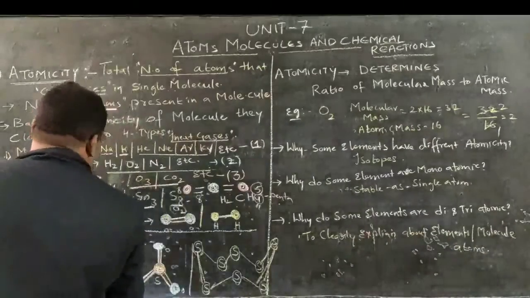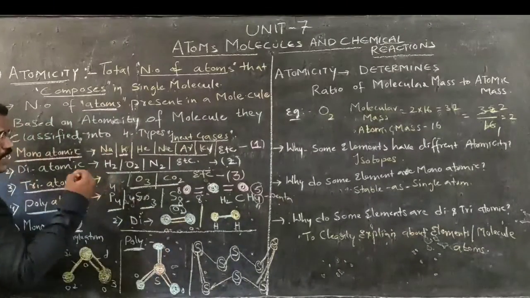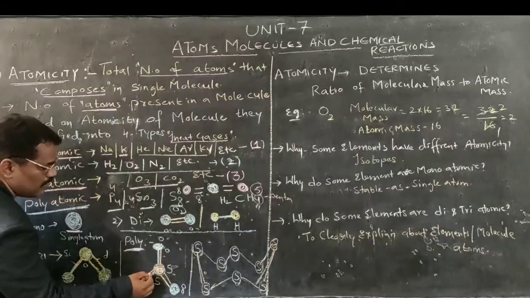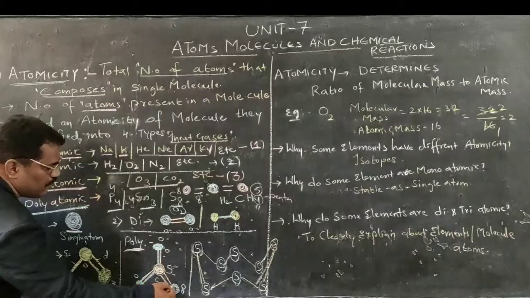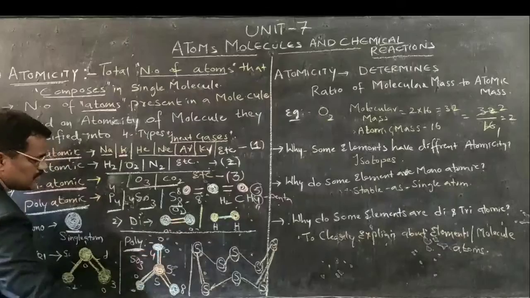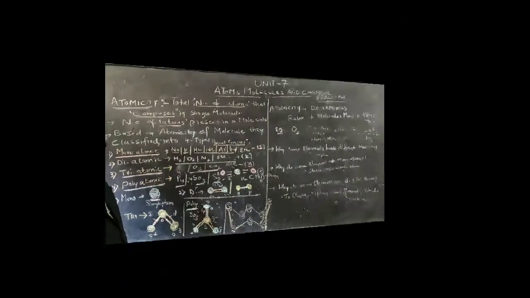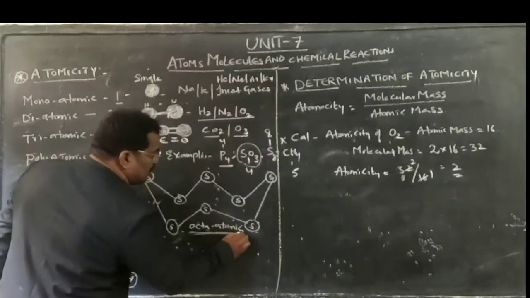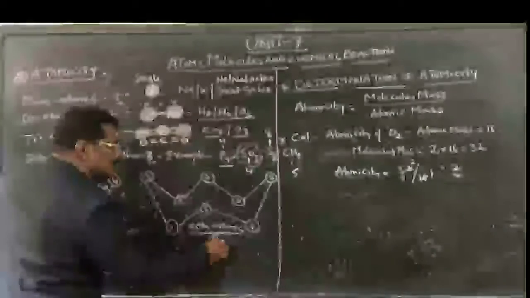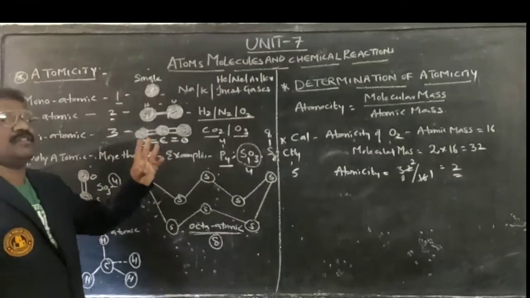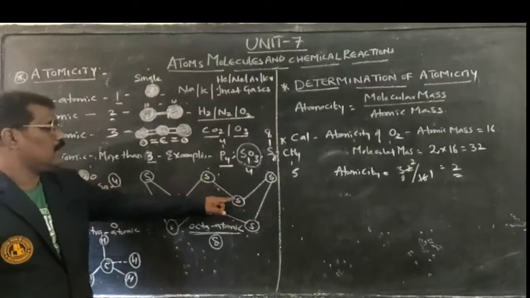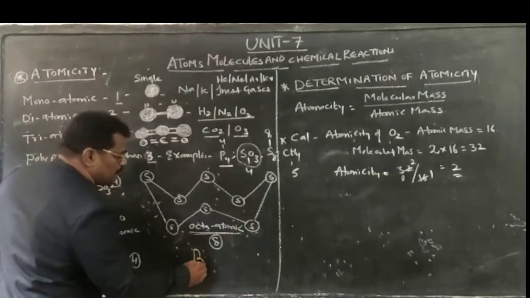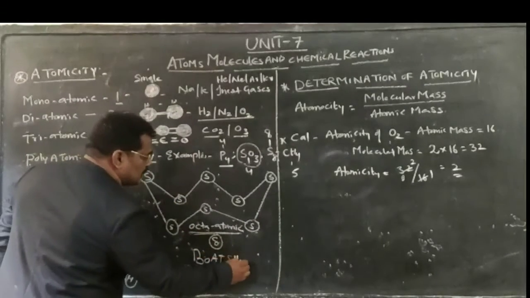So an example for polyatomic is sulfur trioxide. This is sulfur, oxygen, oxygen, oxygen, with double bonds. 1, 2, 3, 4. Therefore sulfur trioxide has atomicity 4. Individually, sulfur is octaatomic in nature, whose atomicity is 8. How many atoms will be there? 8 atoms: 1, 2, 3, 4, 5, 6, 7, 8. It exists in the shape of a boat.